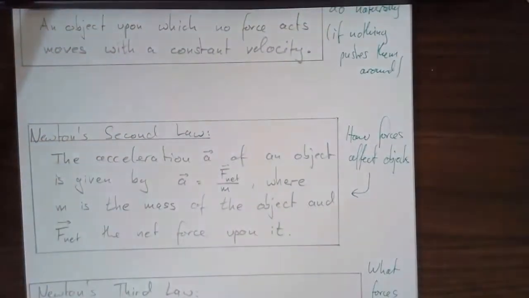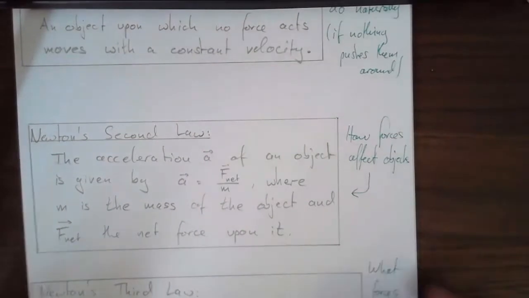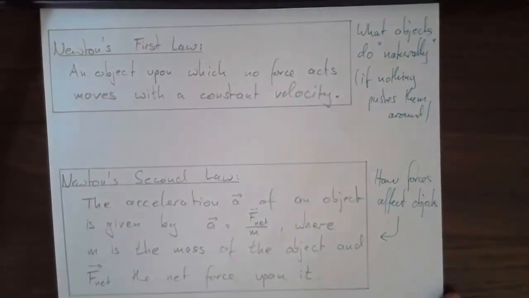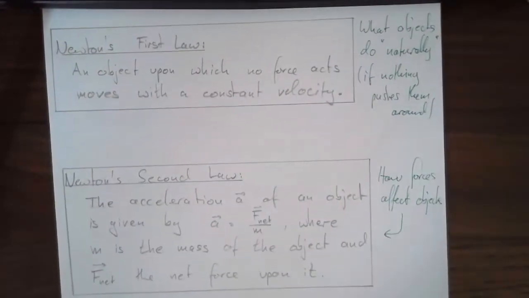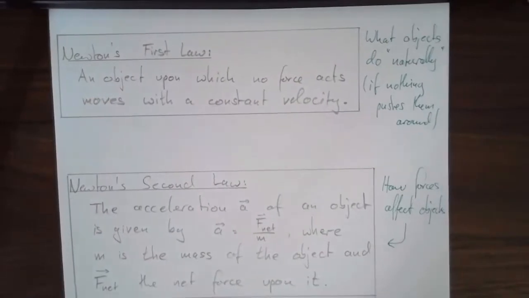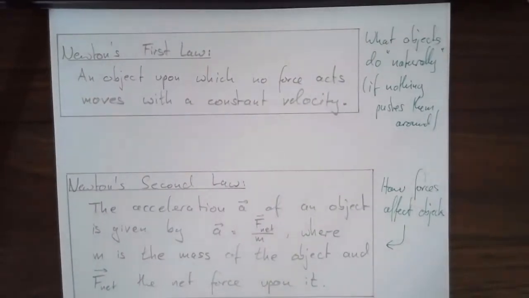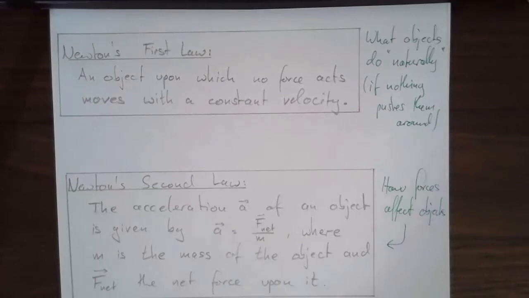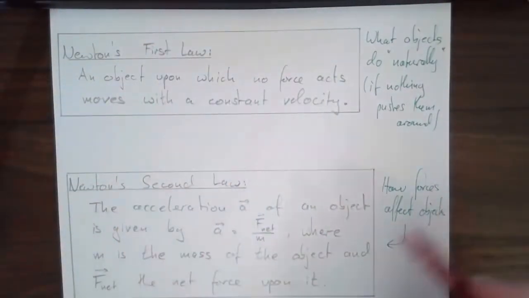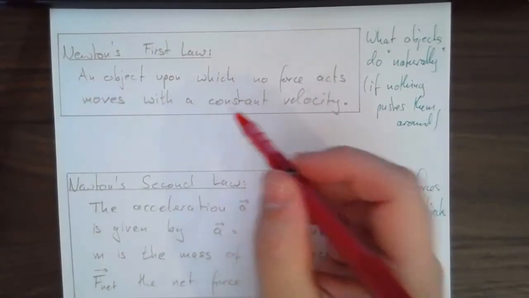Alright, so let's get a little bit more of a feel for what those laws are about. So Newton's first law is missing something here. What's missing is, well, it's a constant velocity, but in what reference frame? That's something we can ask. In fact, that ultimately relates to the importance of Newton's law.